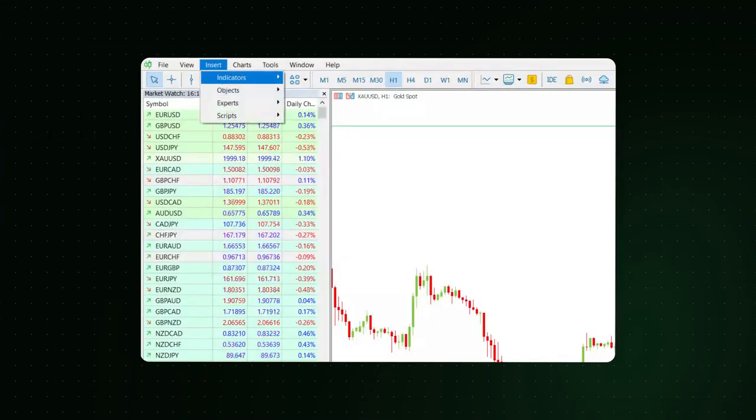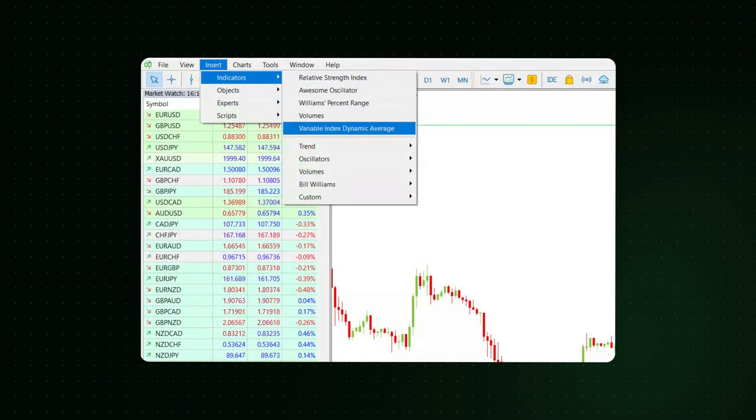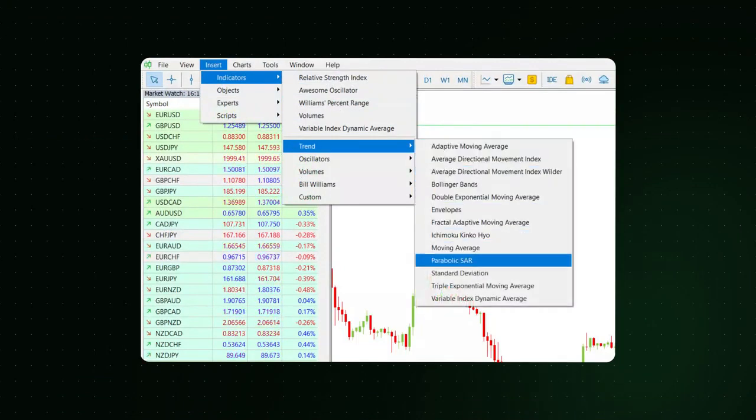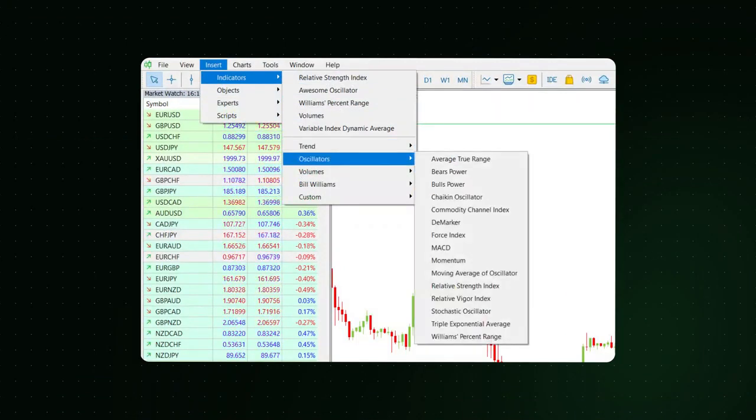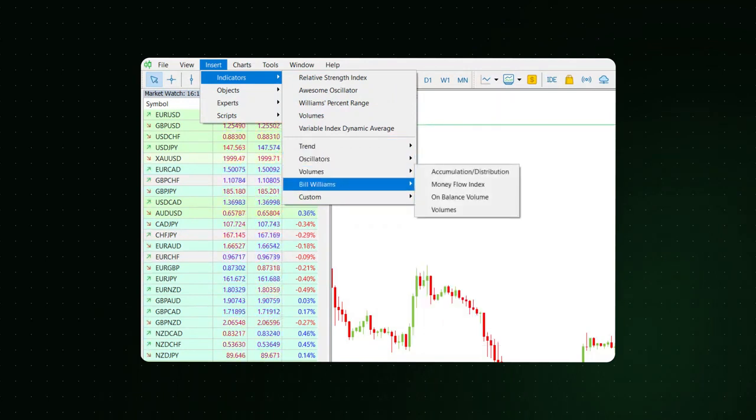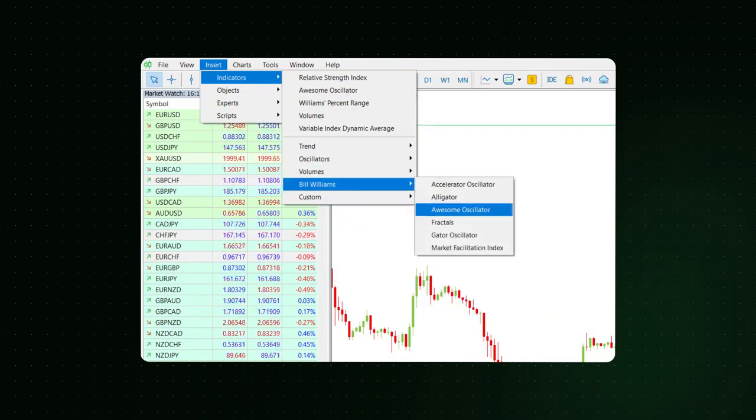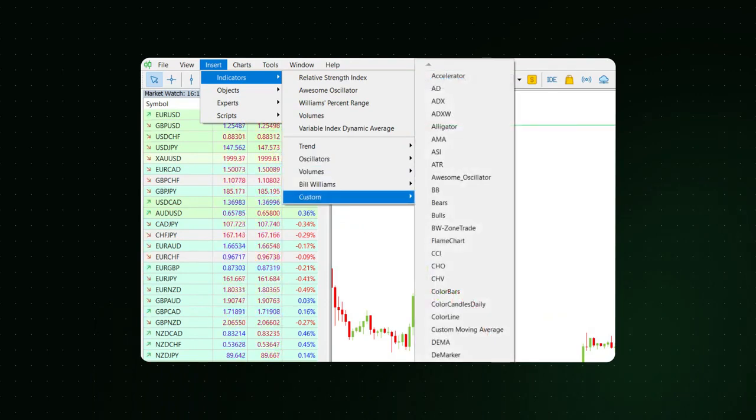Both platforms have many built-in technical indicators, including popular ones such as moving averages, MACD, RSI, Bollinger Bands, and more. The difference is in the numbers. MT4 offers 30 built-in indicators while MT5 has 38.